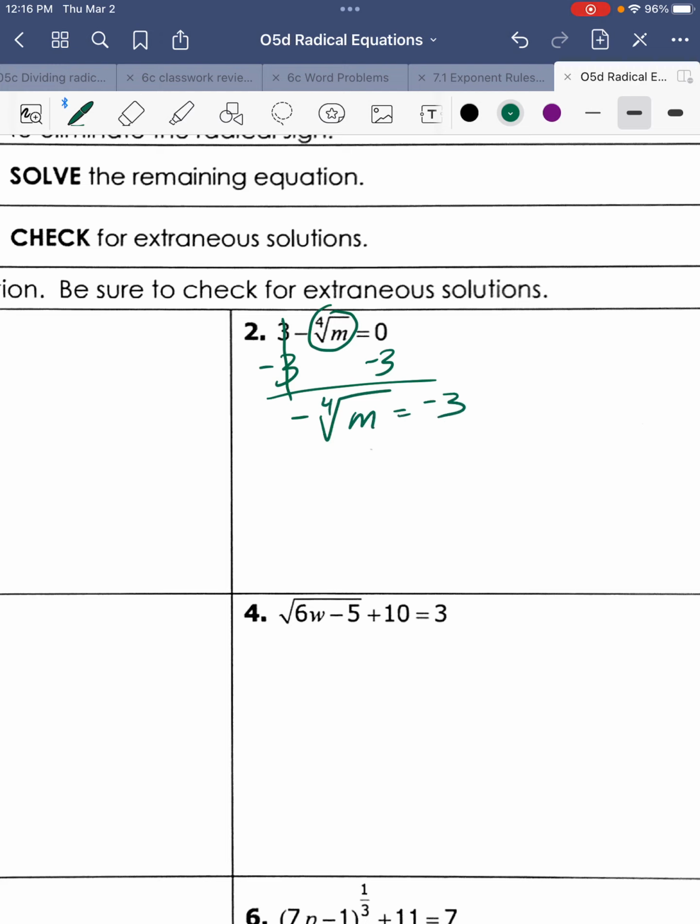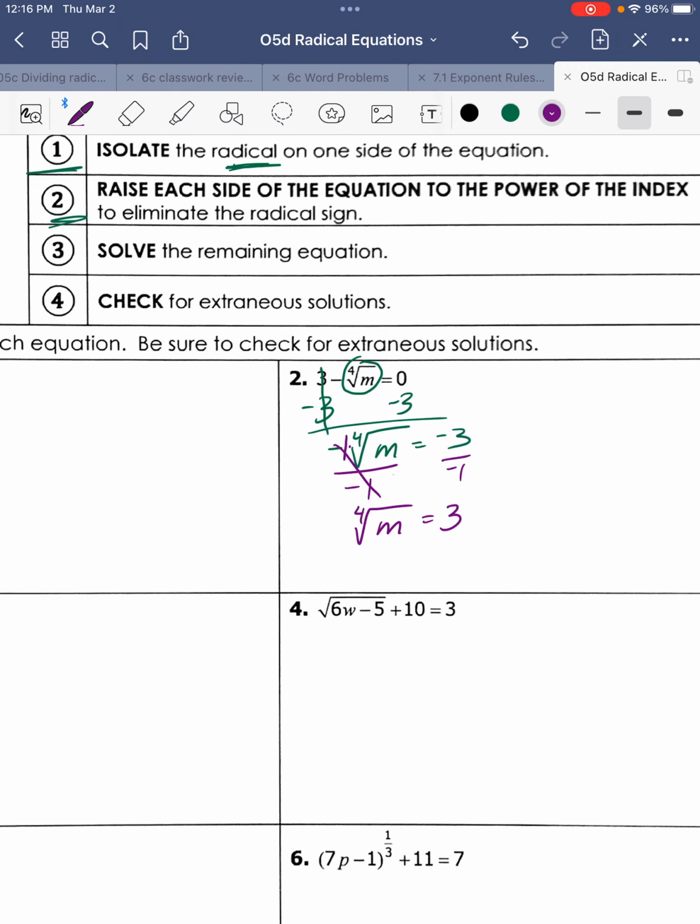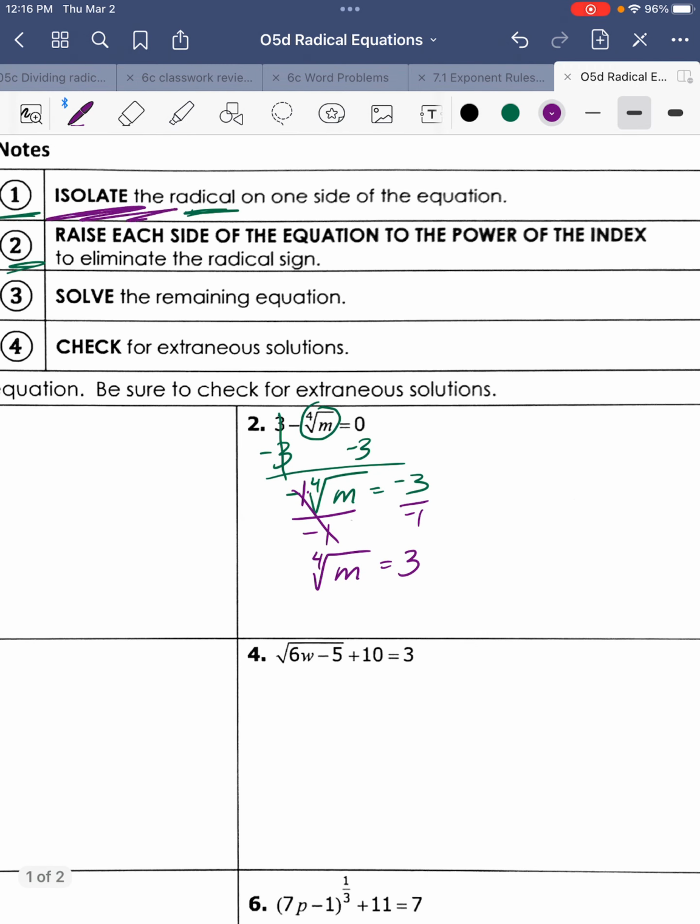And we still have a negative on the outside, and that negative is attached to the radical by a multiplication. Think of it as -1, divide by -1, divide by -1. We get a fourth root of m equals positive 3. Now the radical is isolated. Now we're going to raise each side to the power of the index.